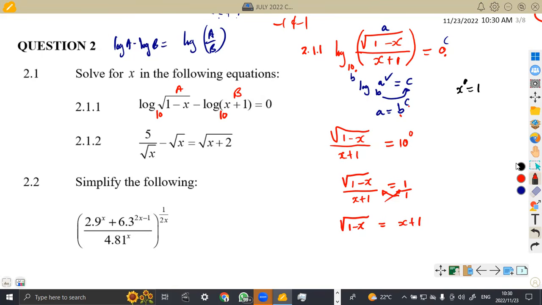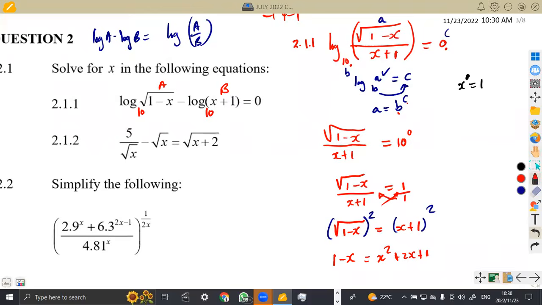All right, now we are back to a normal equation. We no longer have any logarithm or any base. How do you remove the square root? You have to square both sides. The moment you square both sides, you're going to have 1 minus x equal to (x + 1) squared, which if we expand, gives x squared plus 2x plus 1, a normal equation that we are used to.